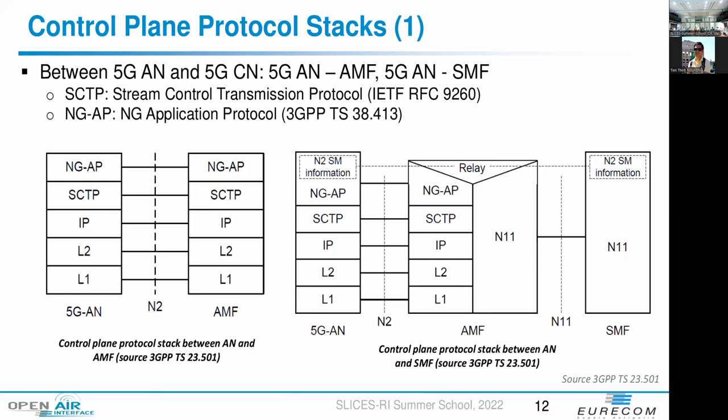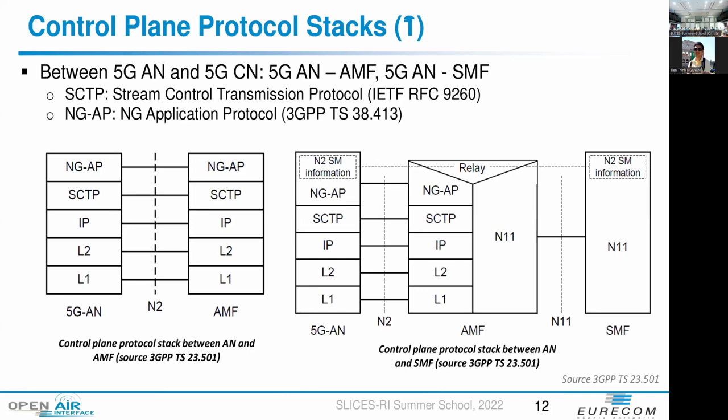So we see here that in the protocol between the access network and the AMF, and also between the access network and the SMF, the information element which is only for session management is transparent to the AMF, so the AMF just transfers this type of information. You can see the NAS SM information in the NGAP content from the RAN to the SMF.